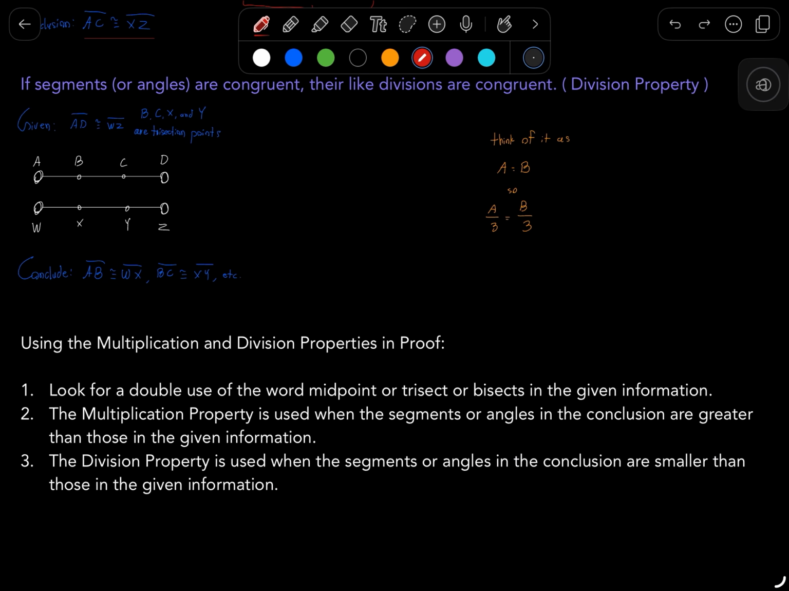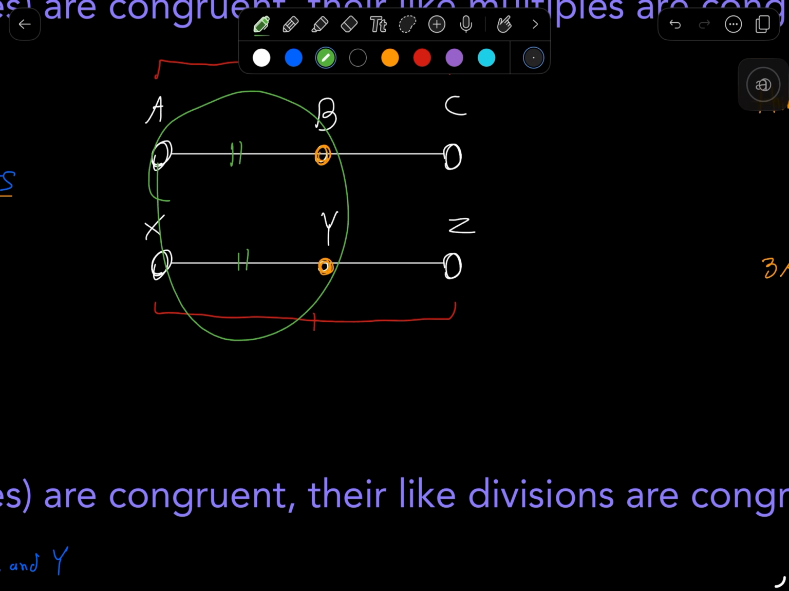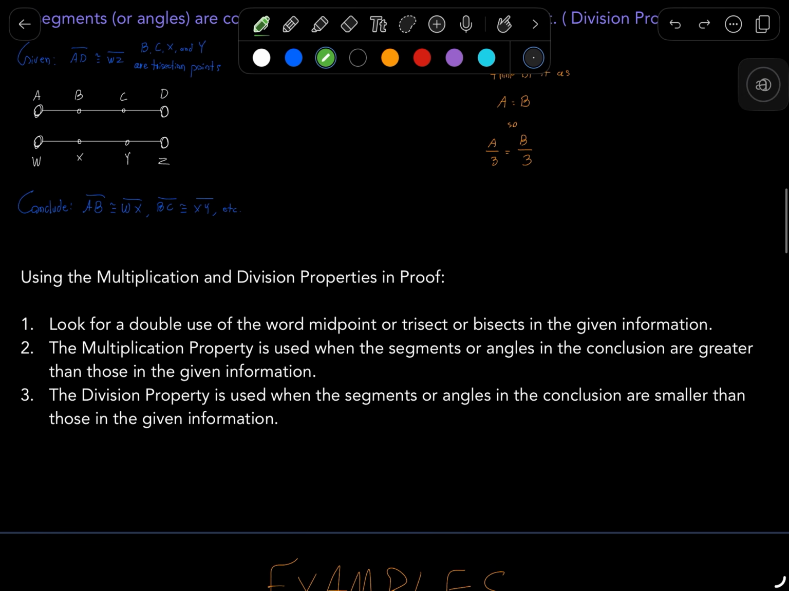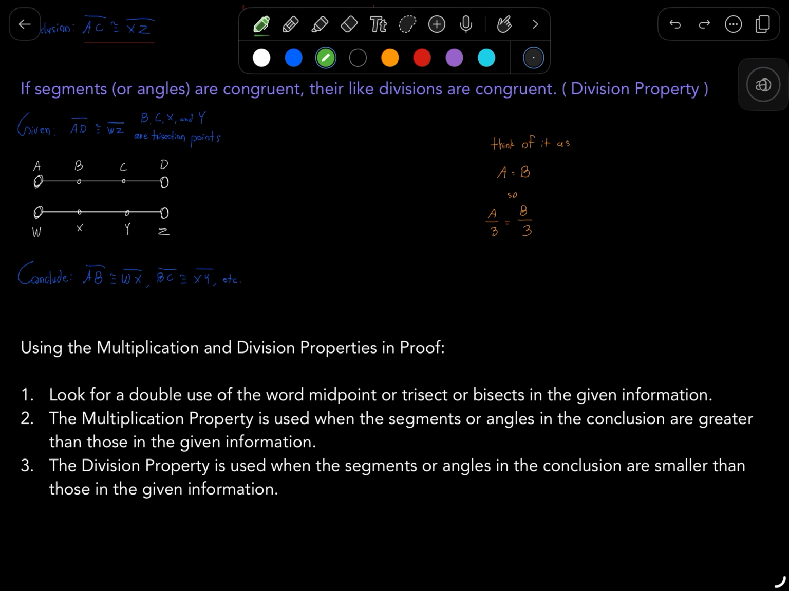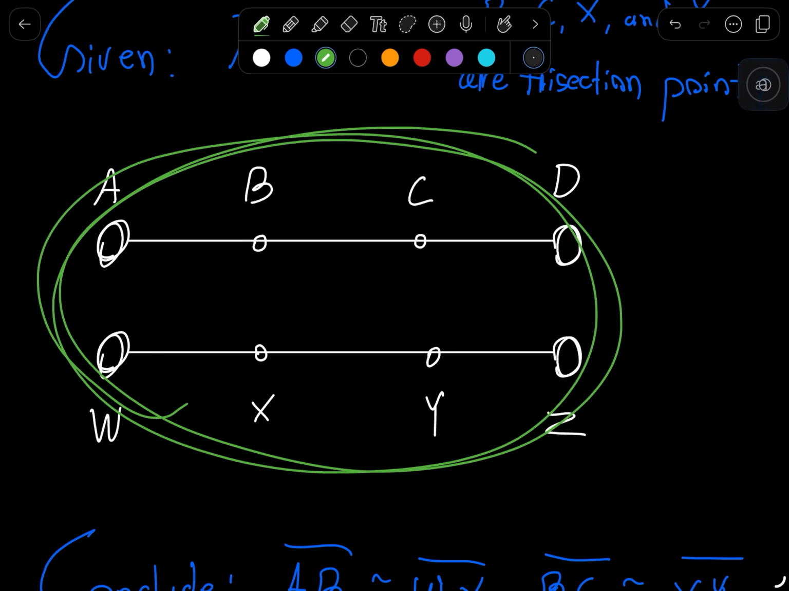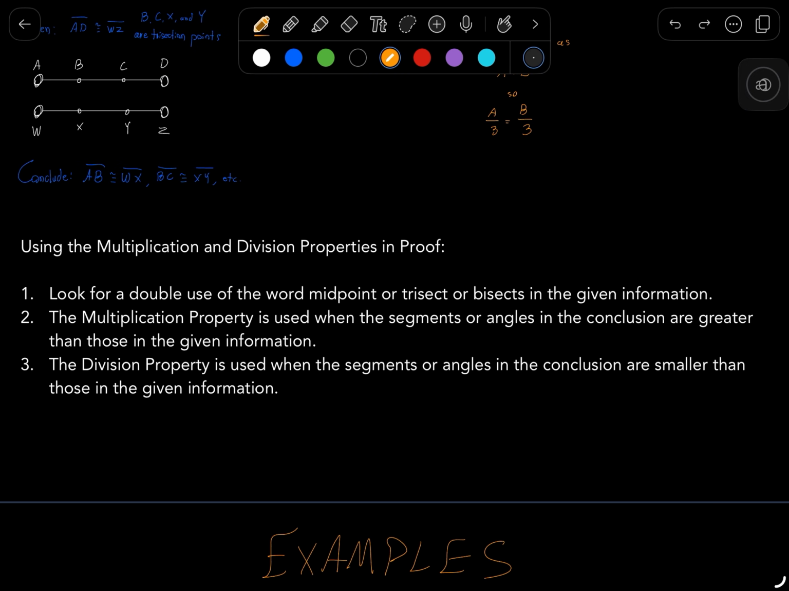Then the multiplication property is used when the segments or angles in the conclusion are greater, right? I was talking about that earlier. You start with a smaller, specific part of a segment or angle and you expand it to the entire thing. For division, you start with bigger figures that are congruent to each other, and you make conclusions about smaller parts of those figures. So once again, division is used when the segments or angles are smaller than the given information.